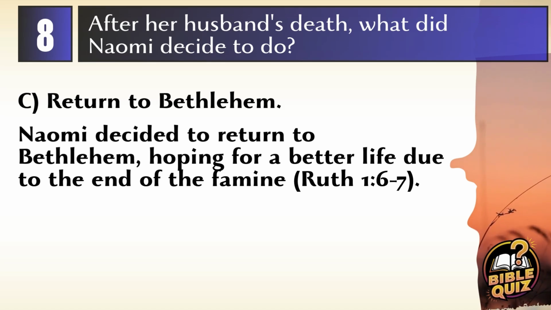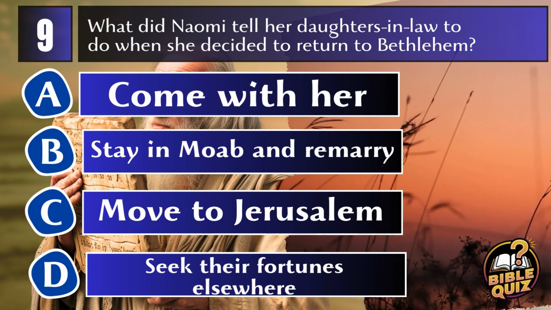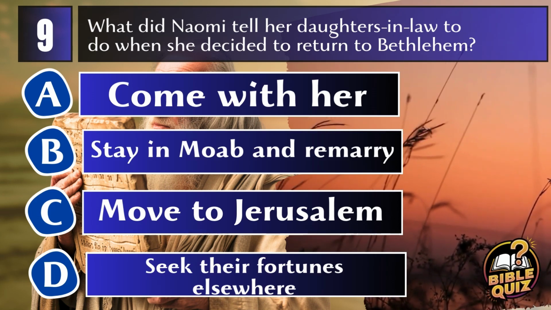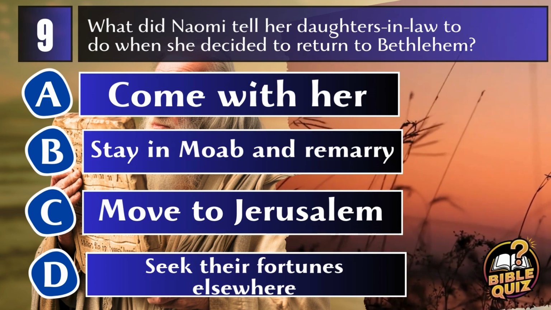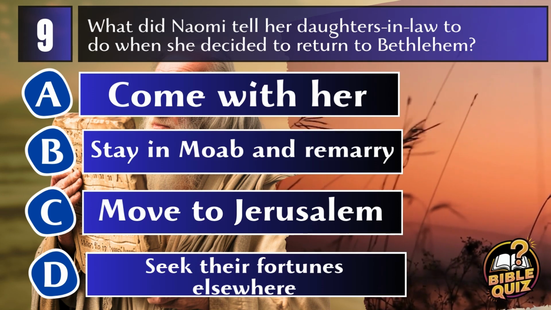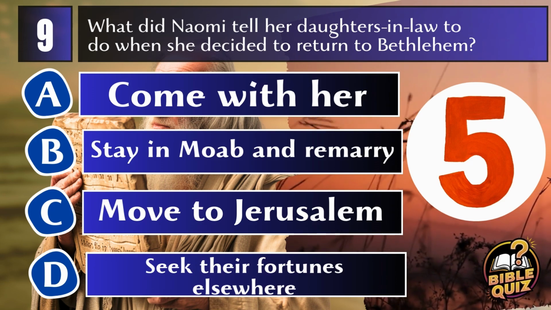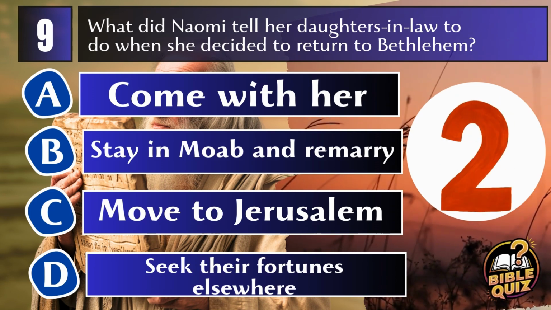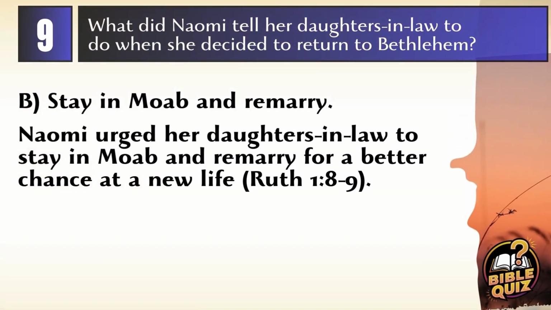Ruth 1:6-7. Question 9. What did Naomi tell her daughters-in-law to do when she decided to return to Bethlehem? A. Come with her. B. Stay in Moab and remarry. C. Move to Jerusalem. D. Seek their fortunes elsewhere. Answer: B. Stay in Moab and remarry. Naomi urged her daughters-in-law to stay in Moab and remarry, thinking it would offer them a better chance of a new life.